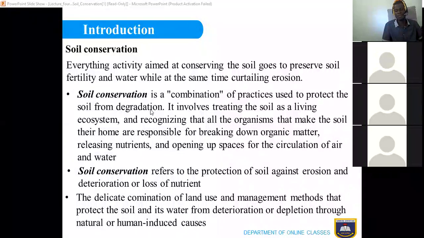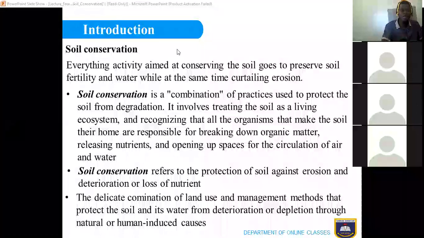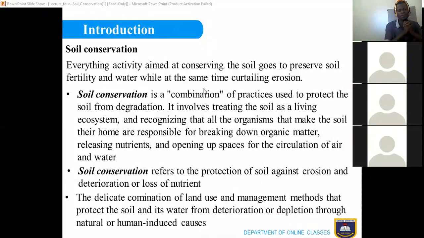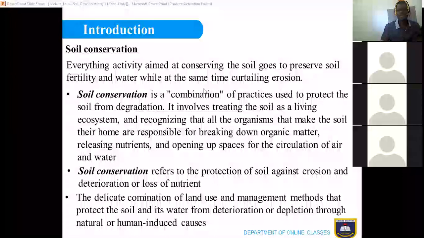I hope you get that, because for instance, if you take the animals that live in the soil, you should appreciate the fact that they are responsible for breaking down organic matter. They are responsible for releasing nutrients. They are responsible for opening up spaces for circulation of air and water in the soil. And these activities, when they happen, enhance the fertility and the structure of the soil. So you don't go conserving soil by destroying the living organisms that are in the soil. That is what the information I put there means. You don't say you are coming to conserve the soil by burning the soil. You don't say you are coming to conserve the soil by applying excessive amounts of fertilizers to the soil, or by flooding the soil with water.